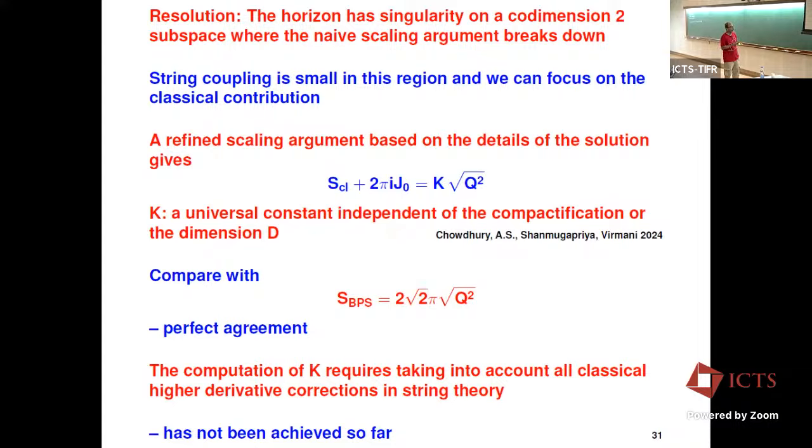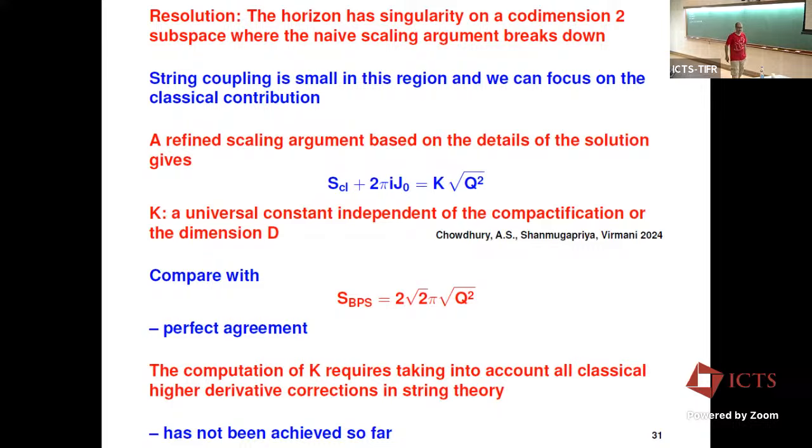But once we examine the details of the solution, one finds that there is a defined scaling argument that tells us that this combination indeed goes as some constant k times square root of q square, where k is a universal constant. It's in fact independent of everything, including the dimension. It doesn't even depend on the dimension. And that agrees with what we know from the microscopic counting. This doesn't depend on the dimension either, and it has exactly the same dependence as this one.